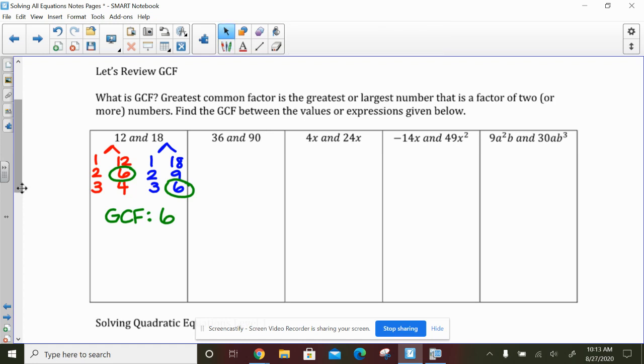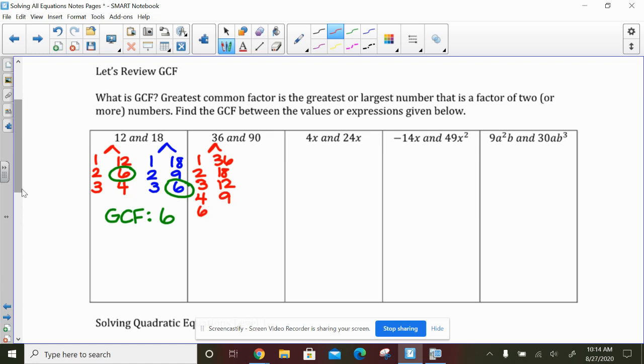All right, then for the next one, so 36 and 90. 36, we have 1 and 36, 2 and 18, 3 and 12, 4 and 9, and 6 times 6. Okay, and if you're not sure what those are, take your calculator and do 36 divided by 1, 36 divided by 2, 36 divided by 3, 36 divided by 4, and so forth.